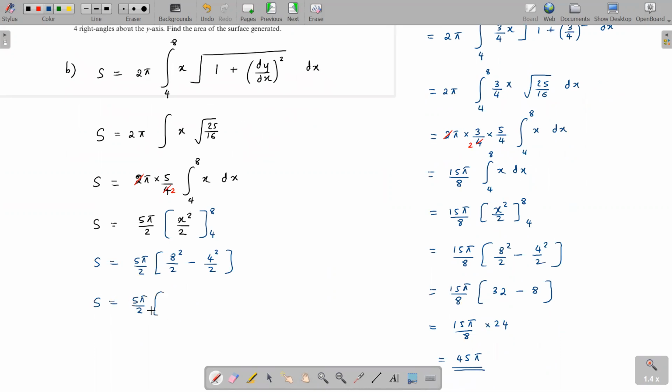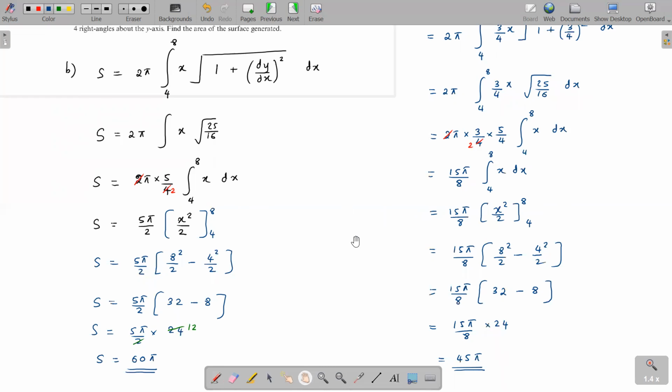So 8 square is 64. 64 divided by 2 is 32. 4 square is 16. Divided by 2 is 8. So basically, I get here 5 over 2 into 24. So again, 2 times 12. 5 times 12 is 60. The surface area around the y-axis is 65.